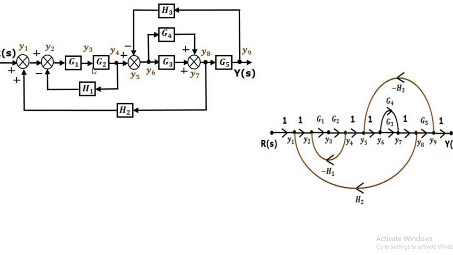So in between that, what we have done, that I am going to explain now. So what we have done, I have replaced this summing point with the node y1. Okay, so if you see, this is node y1, but if you see in between, this is R(s) and this is C(s).